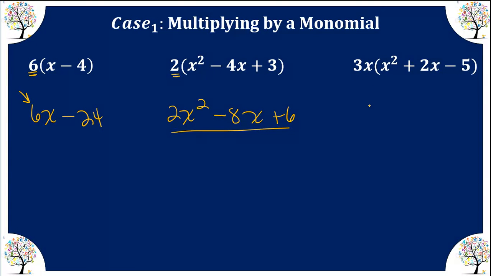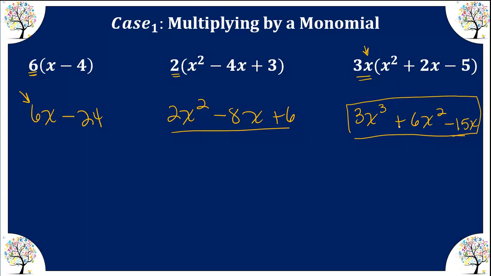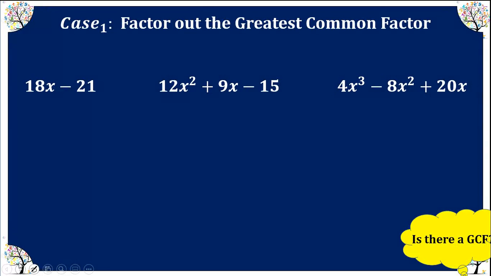Our last example of multiplying by a monomial, we get 3x to the third plus 6x squared minus 15x. The GCF was 3x. The monomial, what we multiplied by, is the GCF. So in the next problems, we will be given these types of polynomials and be asked to find the factors. We will be working backward. The factors will be the monomial and this trinomial. So let's take a look.